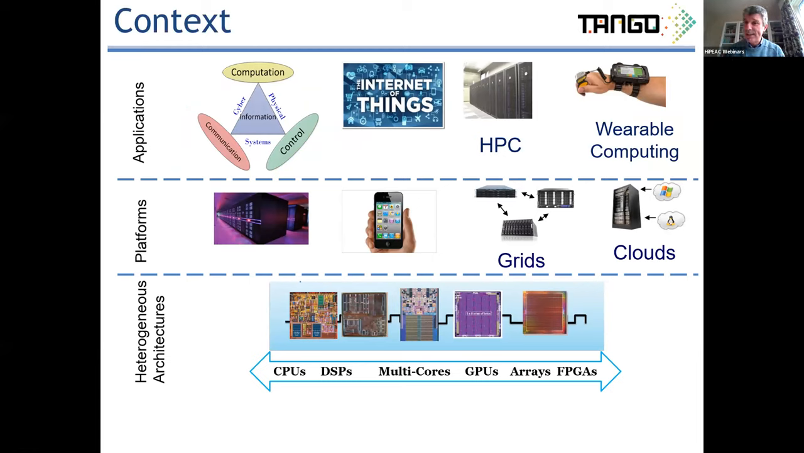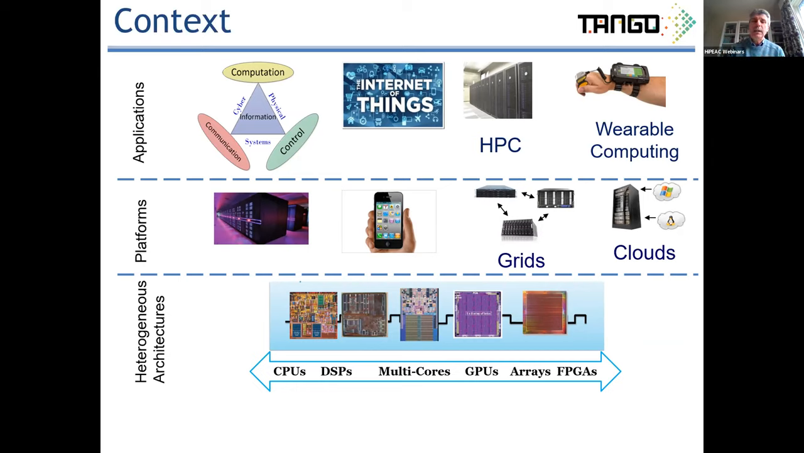So at the end of the day, this slide is still very relevant because of the concept of heterogeneity and how we see it. We saw a large number of applications, usually disruptive applications, such as cyber-physical systems or cyber-physical systems of systems, the Internet of Things, HPC, wearable computing, that will certainly need to run on some form of hardware environment. These applications also tend to run on heterogeneous platforms. It could be an HPC environment, it could be your mobile phone, it could be a grid, an old grid for those who still remember grids, a cluster or potentially a cloud.